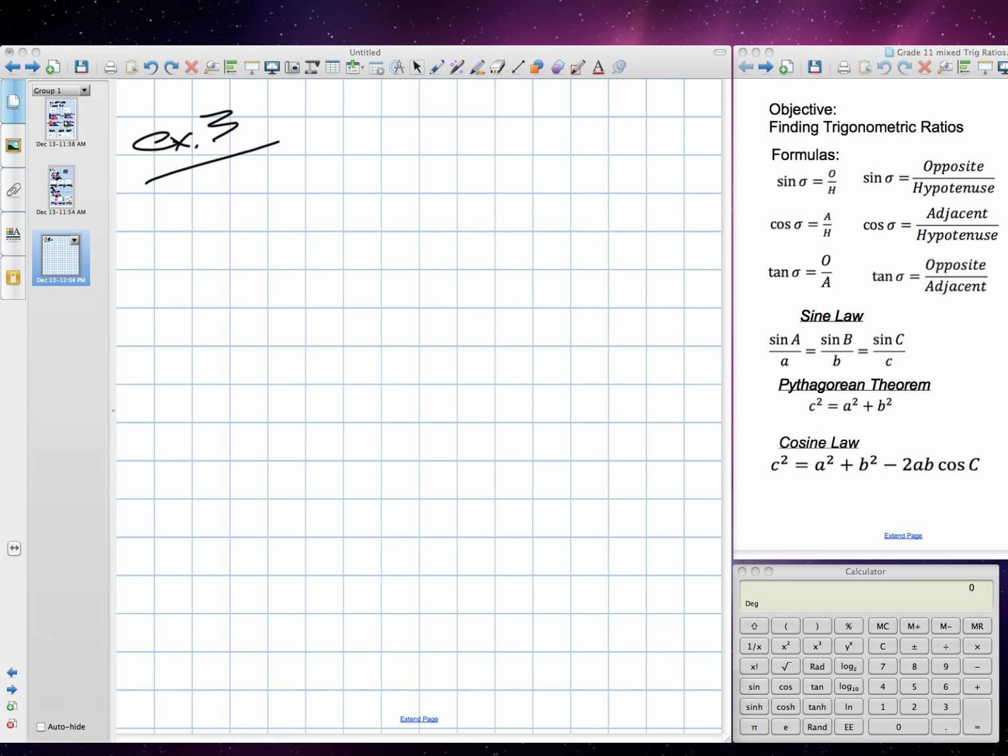Example 3. Example 3 says, Captain Jack is navigating his ship to Port Harbor, which is directly north of the ship's location. So we got a boat. Okay? So we have our boat, and the port is directly north of the boat. So you know it's directly straight up from it. Here's our port. Okay? It also says to compensate for an easterly current, he aims for a point on shore that is 5 kilometers west of the port.